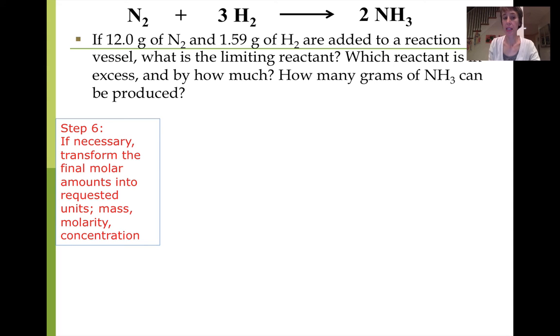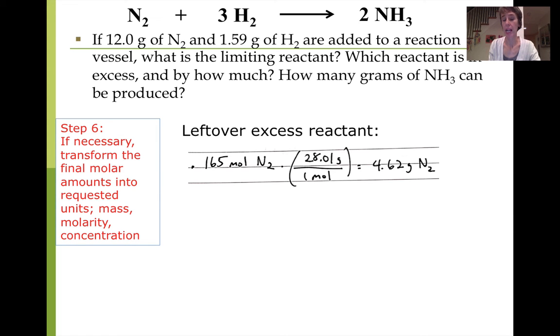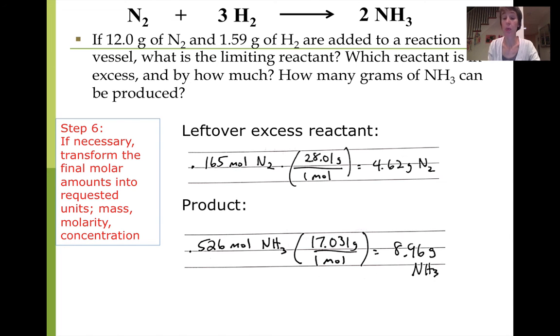So step 6 is look back to your problem and see how you need to express the requested values. The excess reactant, we have 0.165 moles of it left over, but we need to express that as grams. So another molar mass conversion, and we've got grams. And then for the product, we also want grams of product. So another molar mass conversion, and we calculate that we have 8.96 grams of ammonia. Well, I hope that was helpful, and we'll do more of these in class.